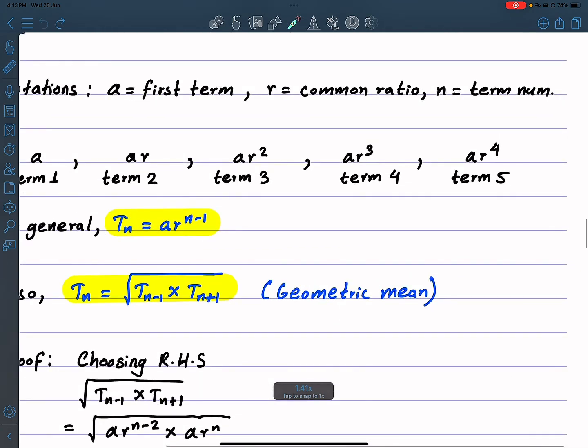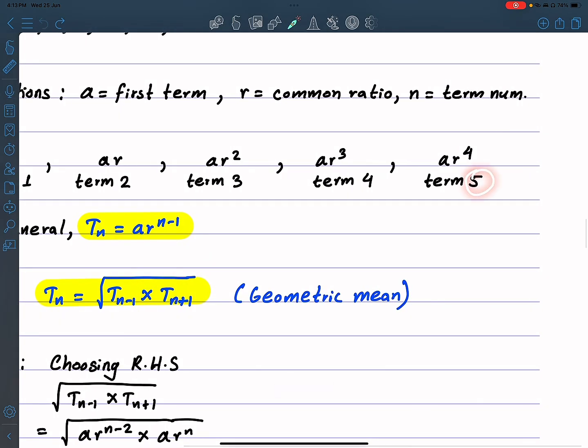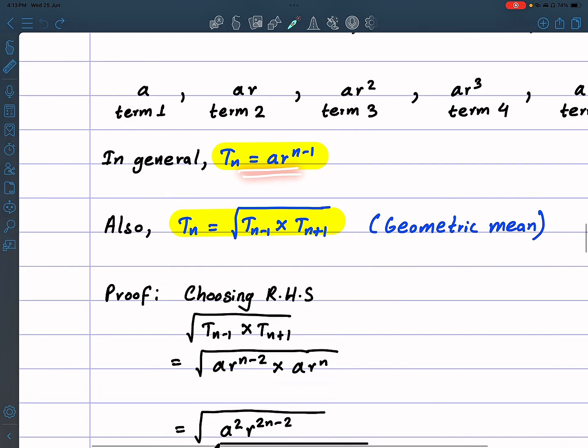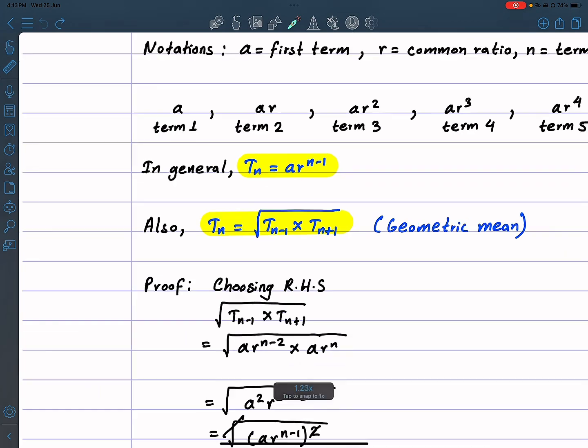So we can find a relation between n and the power of r. T of n would be simply given by a times r to the n minus 1, because for the fifth term the power is 4, for the fourth term it is 3, for the third term it is 2, so it is n minus 1 for the term number. So T of n is simply given by ar to the n minus 1.